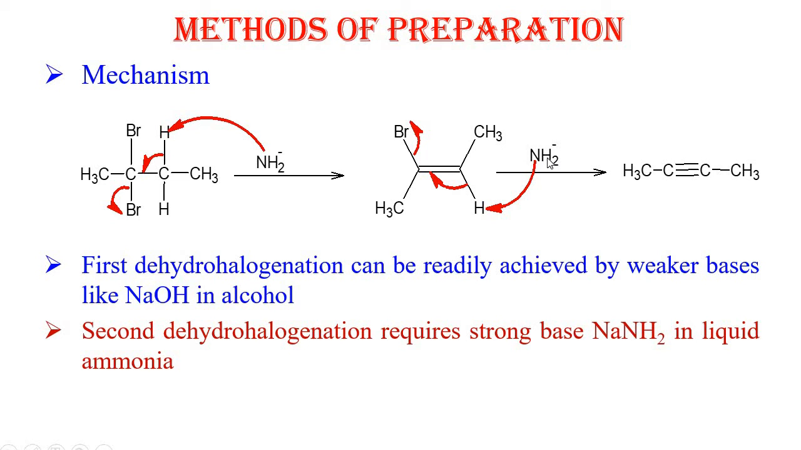Now the base again attacks a hydrogen atom, and similarly again loss of HBr takes place, which results in formation of alkynes. The first dehydrohalogenation can be readily achieved by weaker bases like NaOH. The first step is easy, while the second dehydrohalogenation requires a strong base like sodamide in liquid form.